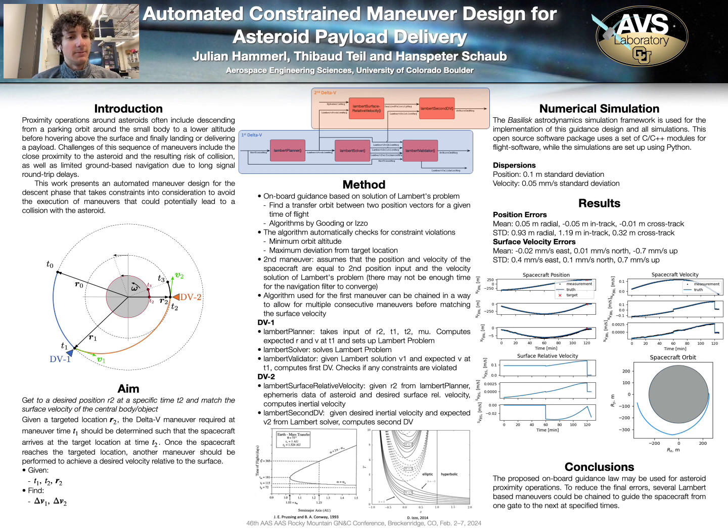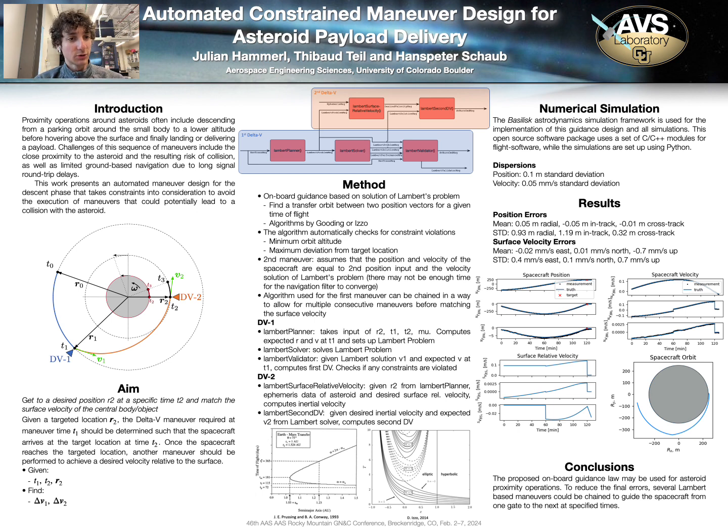And the algorithm also automatically checks for constraint violations. So let's say we would like to get to R2, but our solution for that maneuver would cause us to be on a trajectory that intersects the asteroid, then that will be a constraint violation. So we want to have some minimum orbit altitude, for example. This could be a bounding sphere around the asteroid.